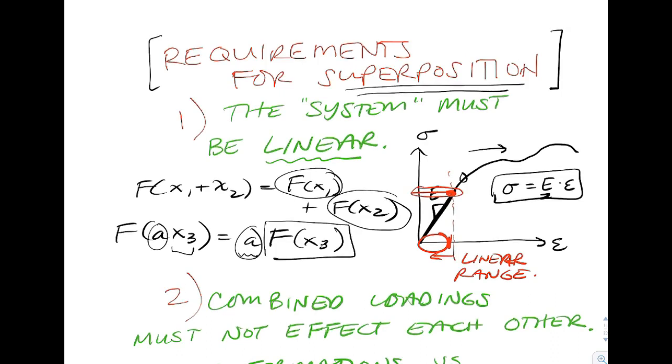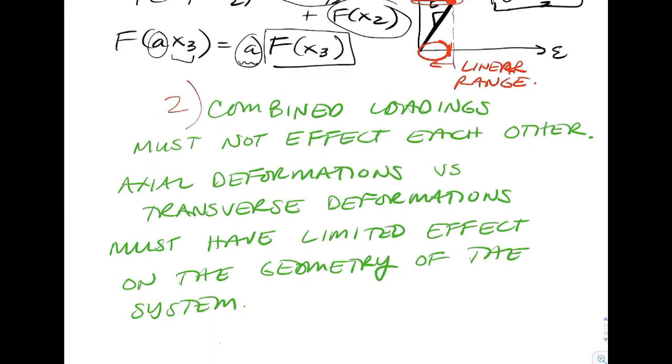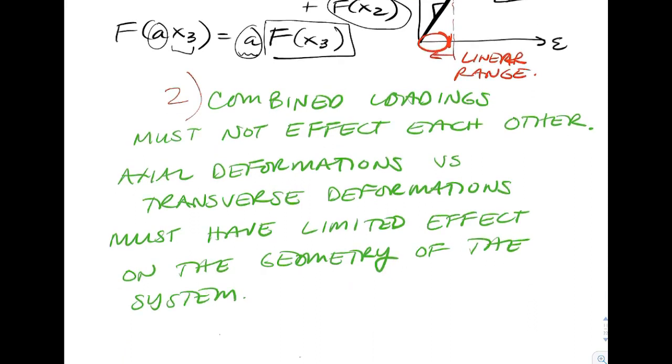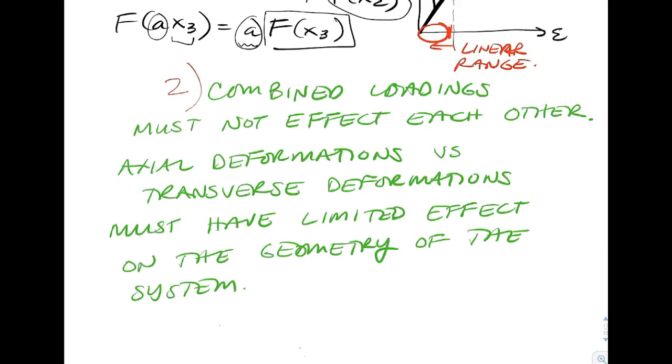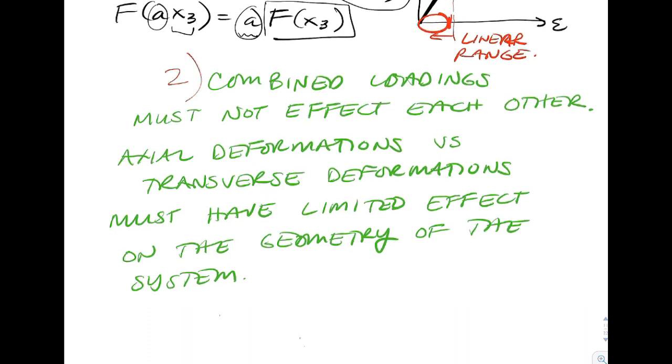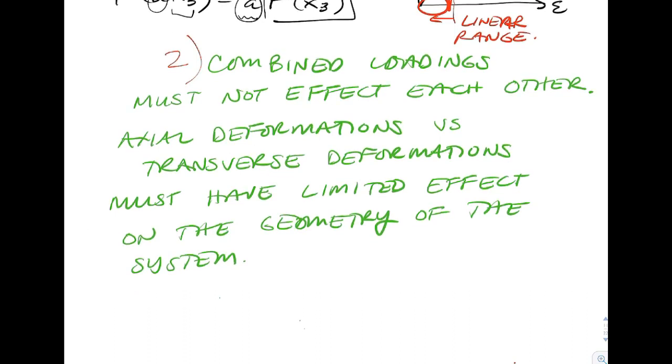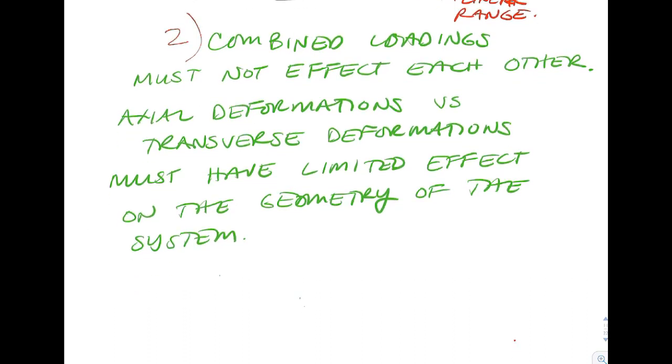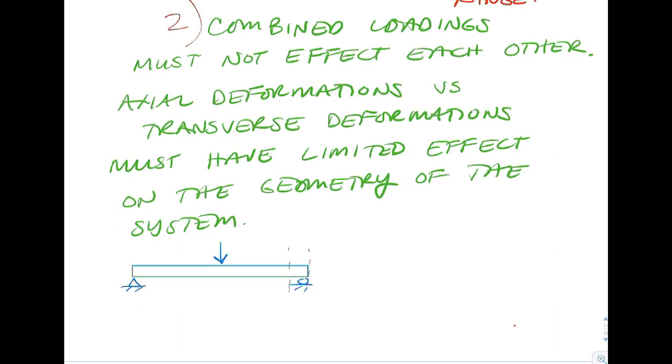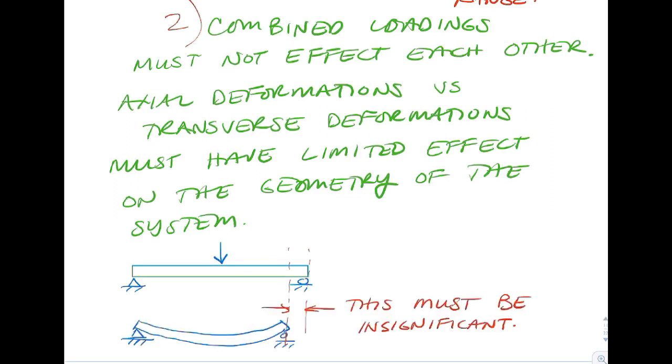The other requirement is that combined loadings must not affect each other. I'm going to use an example here from a transverse deformation in a beam, relating it back to axial deformation. The effect you're about to see needs to be negligible. If we had a beam simply supported with a point load right in the middle, we would have a deformed shape that looks something like the picture below.